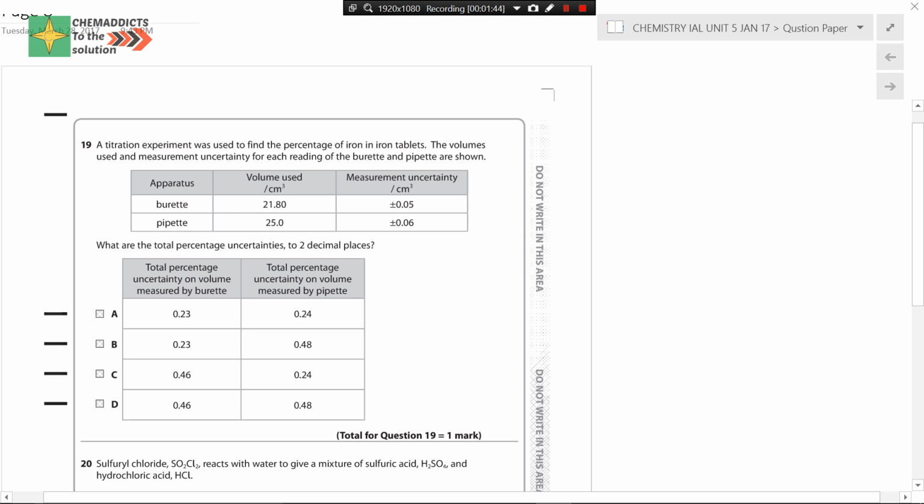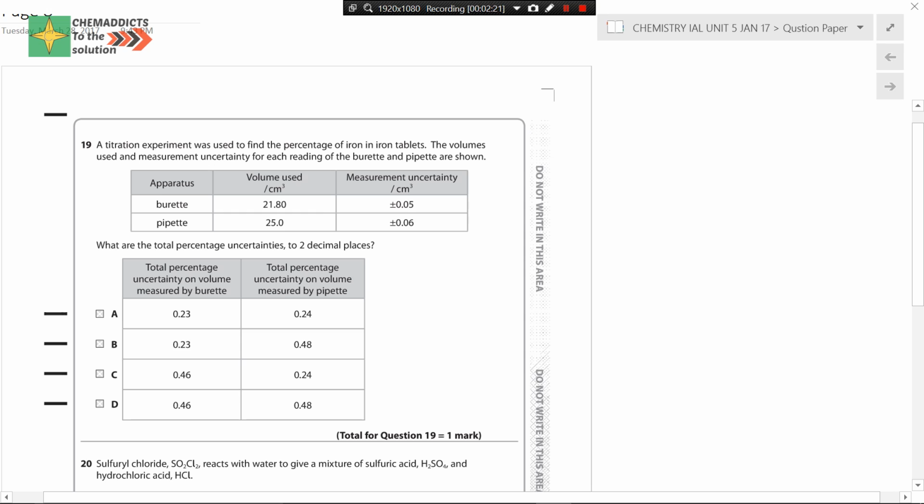The same goes with the pipette. The smallest possible volume that can be measured from the pipette is 0.06, just like the burette, slightly different. In the pipette the volume used is also measured and the percentage uncertainty is also given. So what is the question? Let's read. What are the total percentage uncertainties to two decimal places? So here we need to calculate the percentage uncertainty of these two apparatus given.